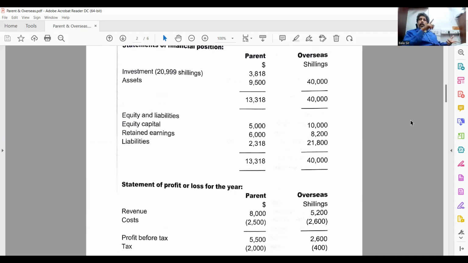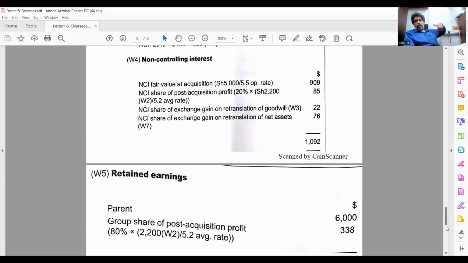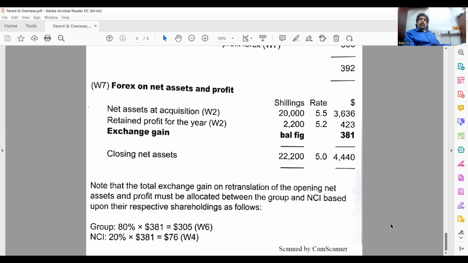It is actually 44,000 minus 21,800. So that is why the closing net assets are 22,200 shillings. Is that fine? It's 22,200. Or in other words, go back to working note 7. What is the opening net assets? 20,000, which includes a 4,000 increase, right?